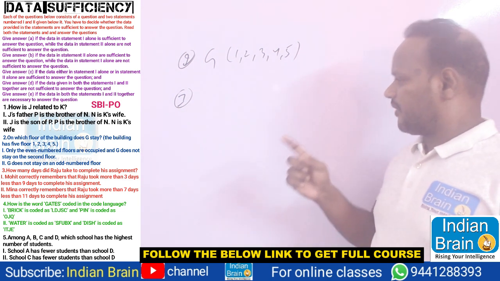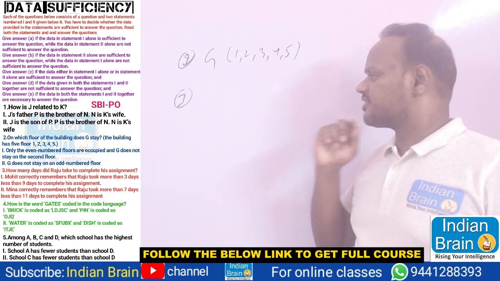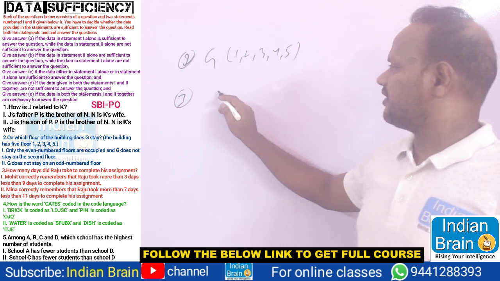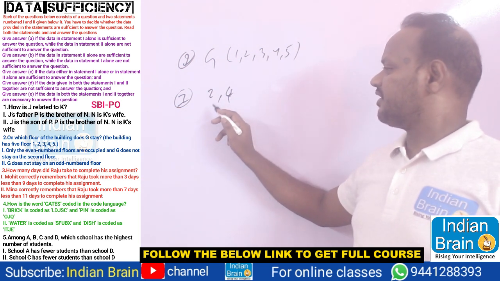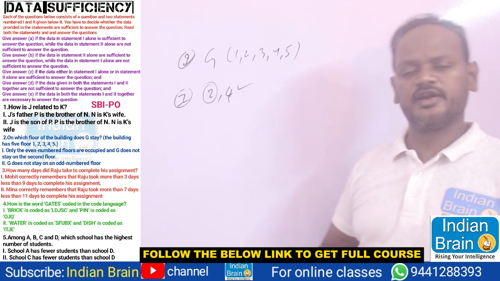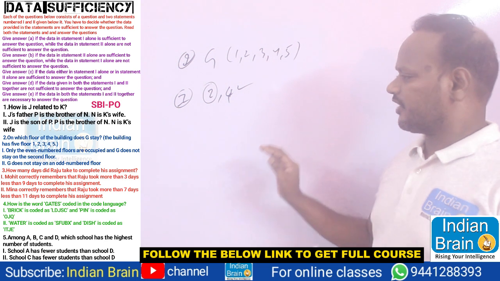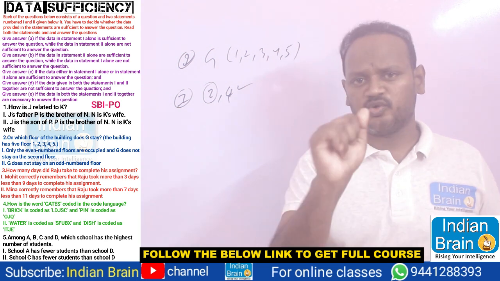Okay, fine. But what is the condition? G does not stay on the second floor. We want 2 and 4 floors only. Logically, G doesn't stay on the second floor, so it is the fourth floor. You can get the answer directly. According to the given information, I can get the answer by utilizing statement number 1 in the second question.